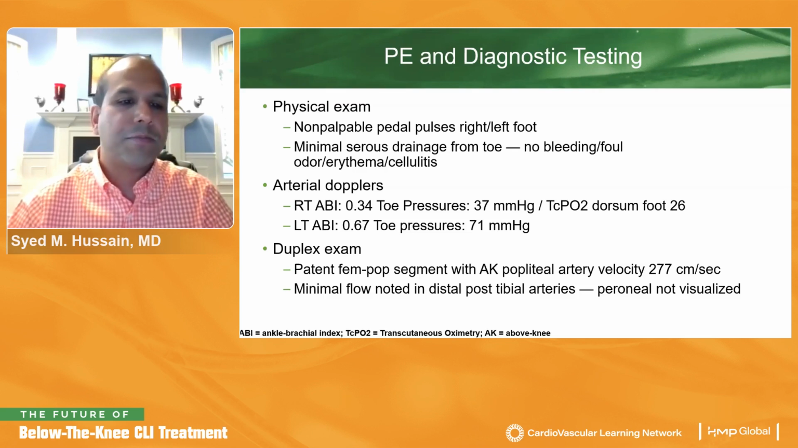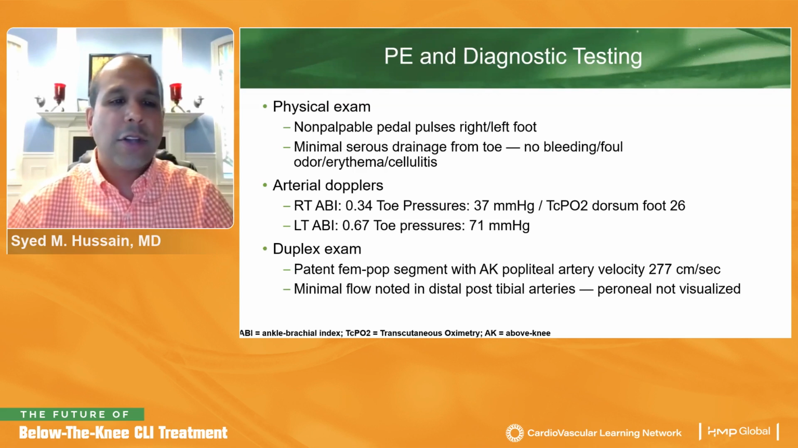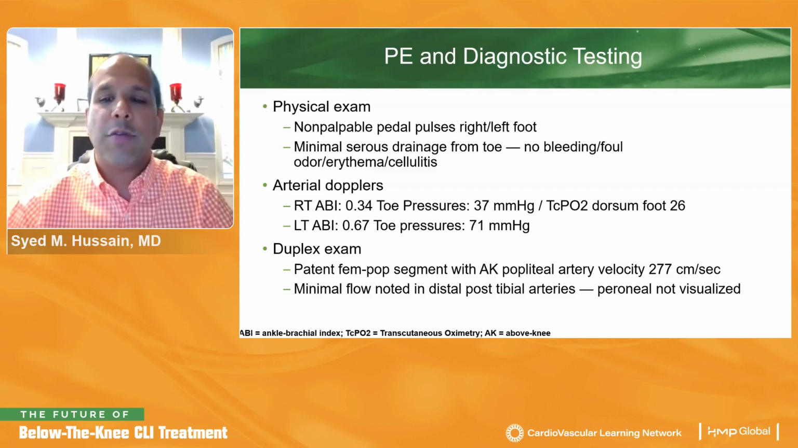The arterial Dopplers on the right side are 0.34 with a toe pressure of 37 millimeters of mercury. The dorsum of the foot TCPO2 is 26 millimeters of mercury, which is not consistent with healing. The left ABI also is similarly diminished to 0.67 with a toe pressure of 71.